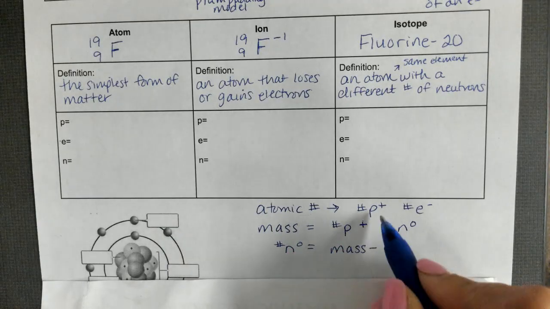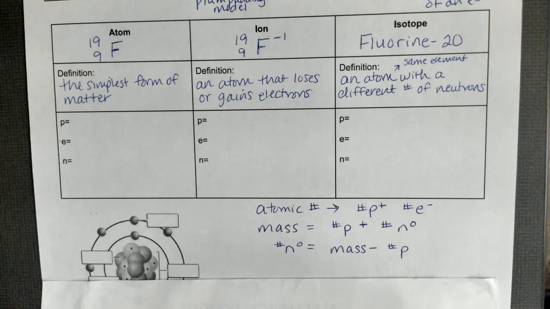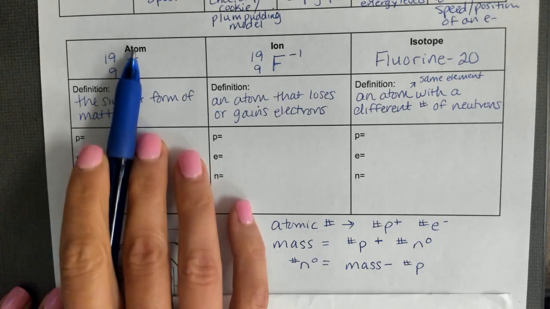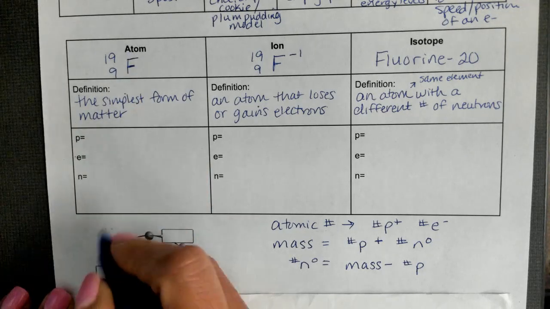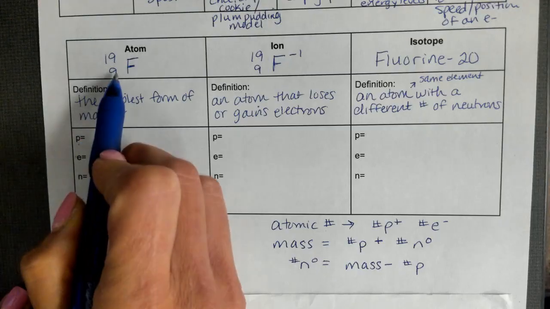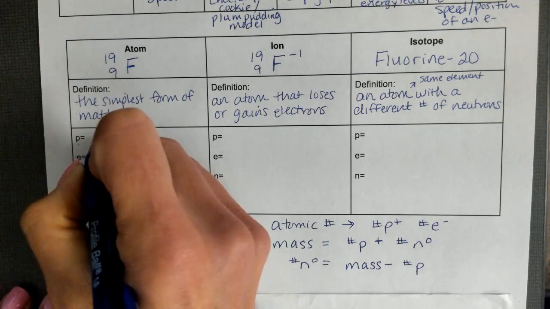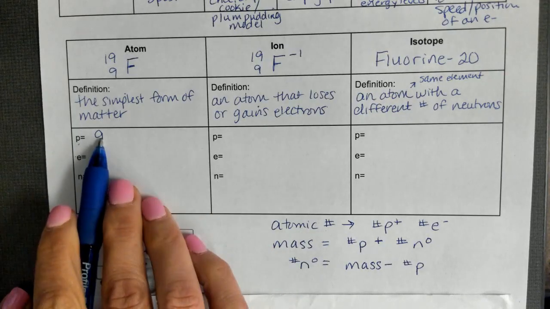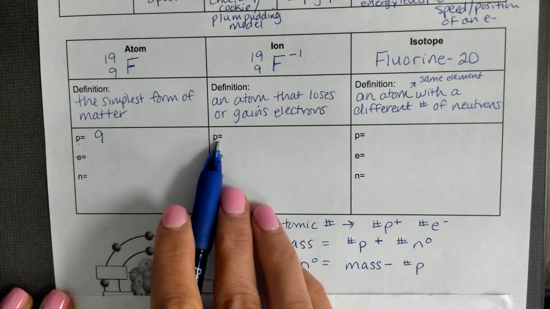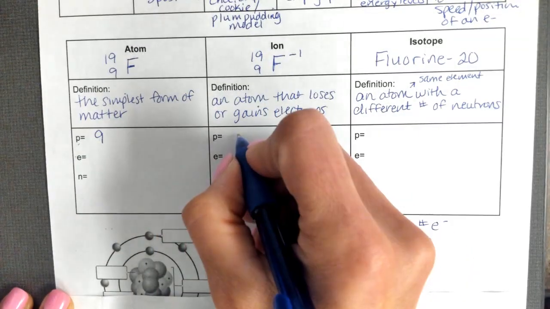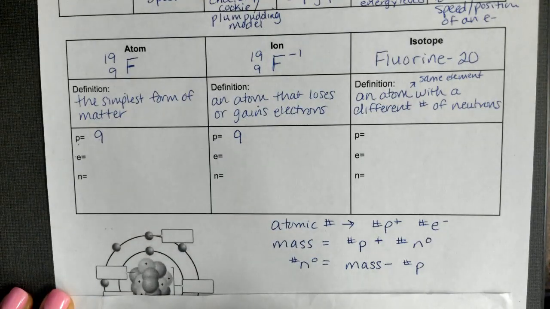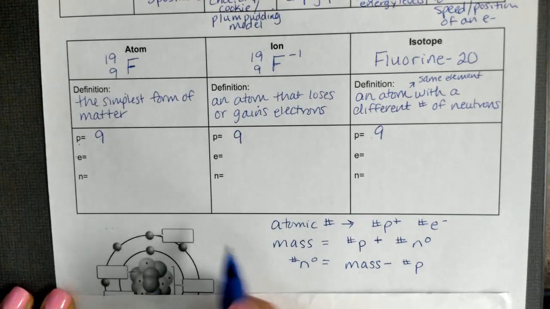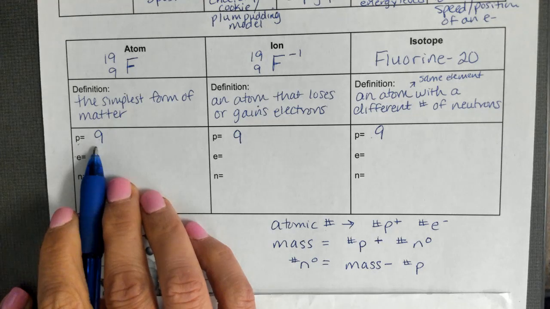Okay, you have to know how to figure out your number of protons, neutrons, and electrons for an atom, ion, and isotope. So let's look at this first example in an atom. In an atom, my number of protons is going to be equal to my atomic number. So it's going to be 9. Now I've stated this over and over again in class that protons never change. So even when I have a fluorine ion, my proton number is still going to be 9. Same thing with my isotope. It's still going to be 9 because your proton number is your atomic number, and that is the identity of the element.